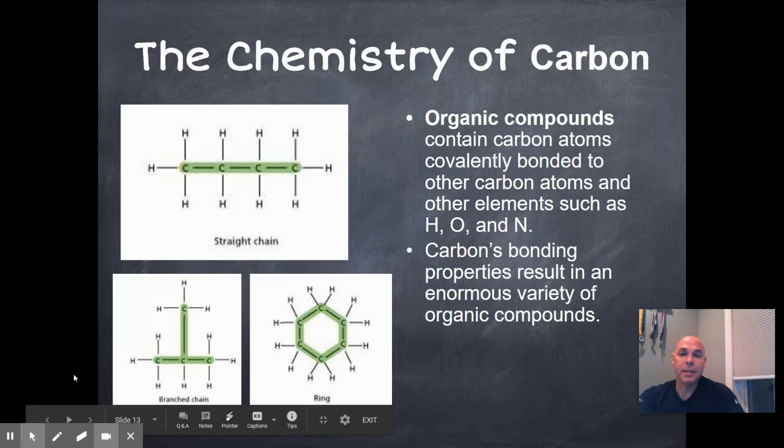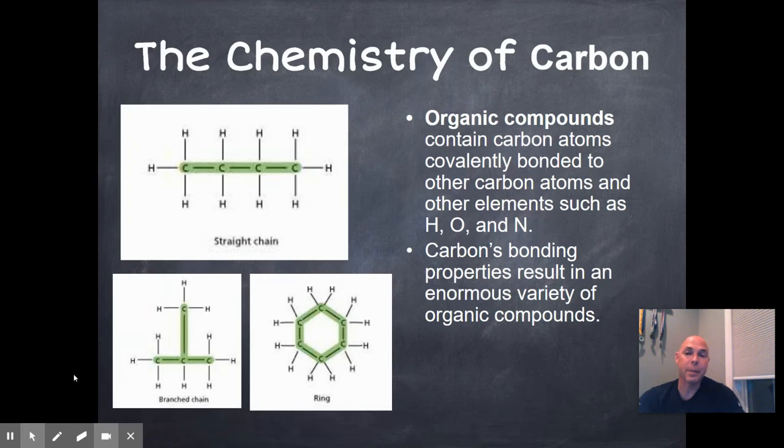And carbon has some very unique bonding properties. Remember that carbon is going to be sharing electrons. That's what covalent means. So it's going to be sharing electrons with other carbon atoms and with other elements. So because of that, they can create a wide variety of different types of compounds.